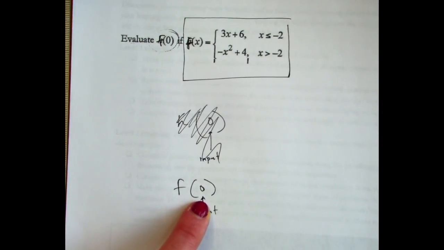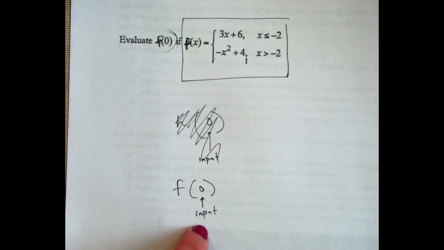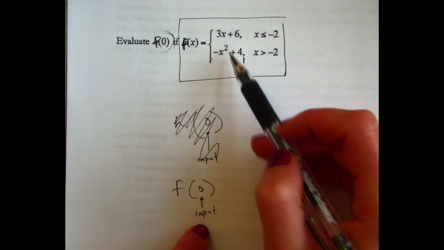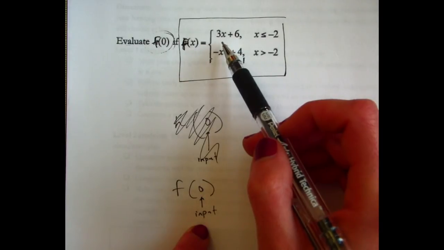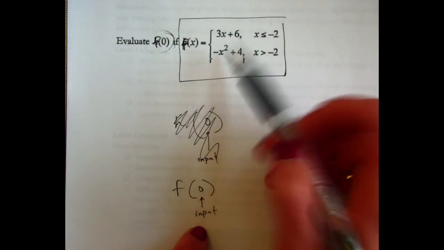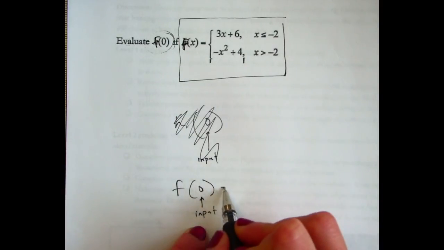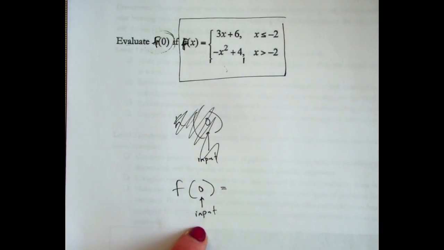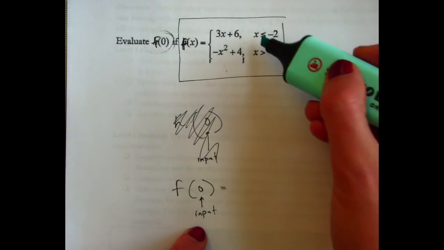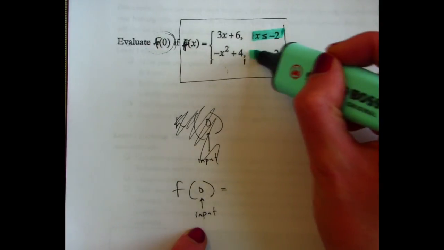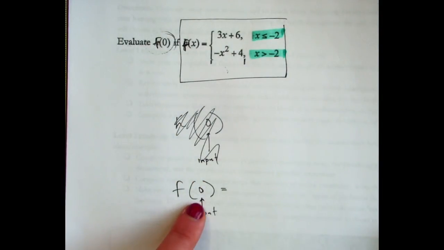Well, normally in this type of problem, I just plug in 0 for x. But then the question is, okay, so I have two different equations. Do I just plug in 0 for both of them and get two different answers? Or do I only plug into one equation? How do I know which one? The answer is you only plug into one equation. And you plug into the equation based on the domains over here. So let's focus in on the domains. We want to think, which domain does our input belong in? Which domain does 0 belong in?